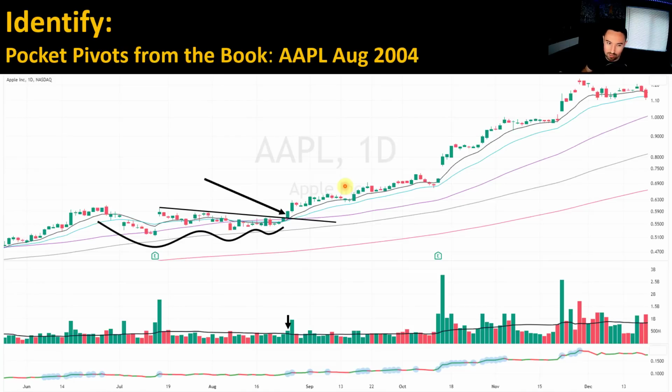Apple, this is a really good one. You're going to see some setups like this. So I actually think here, this is one of the best ones from the book. Why? Because of the tightness in the price element to it. So you see how price just starts pretty much building these higher lows and going into a tight range.